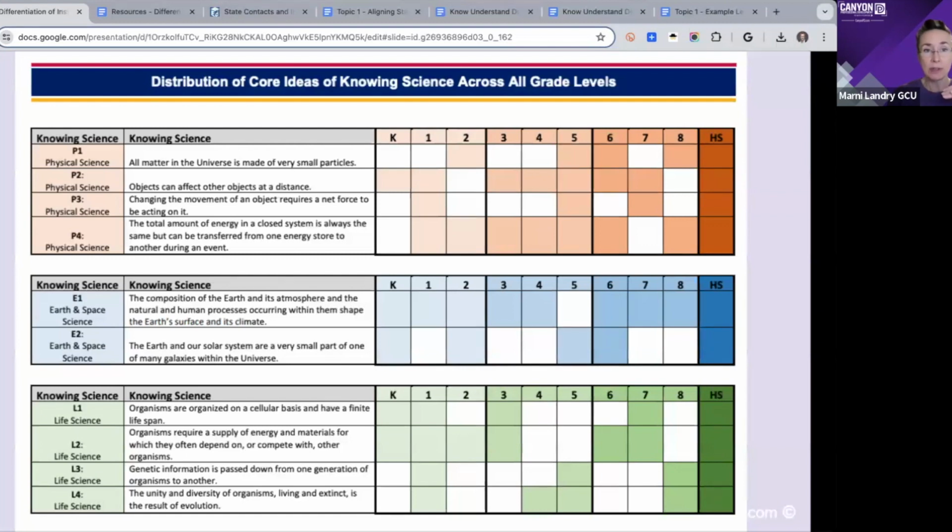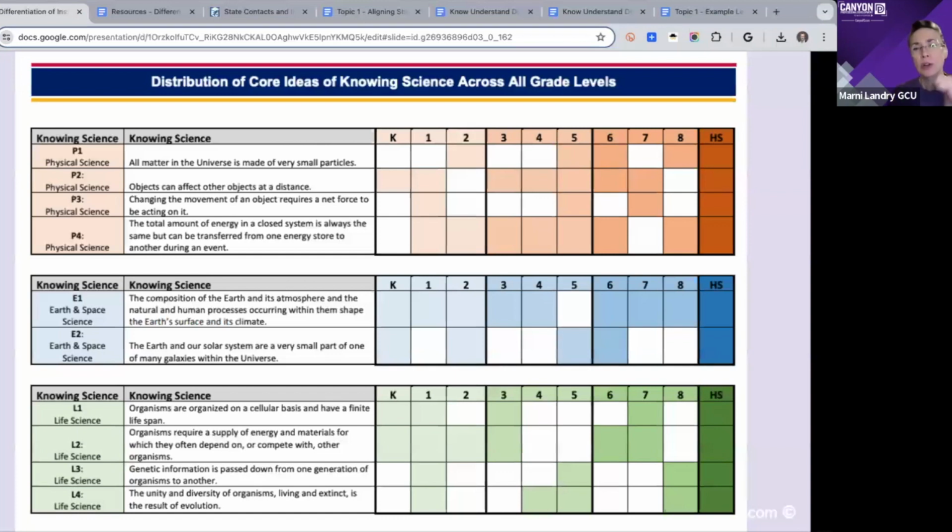All matter in the universe is made of very small particles. And look at that, the fifth grade block is colored in. But notice that third and fourth are blank. That means that students have not directly experienced this core idea in the standards since second grade. I need to take that into consideration as I'm teaching this. I can't just assume that they have recent knowledge of it. And I also need to know what was taught in second grade, so I build upon what they were expected to master in second grade.